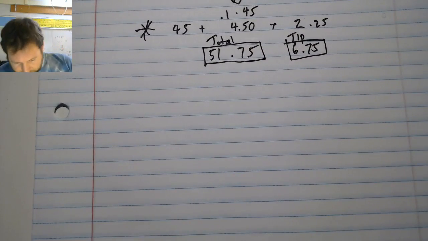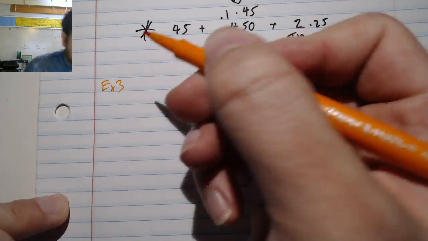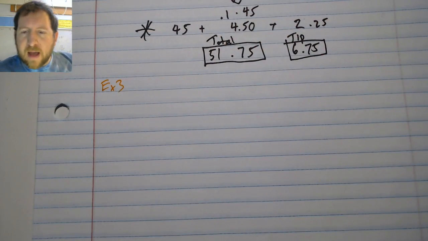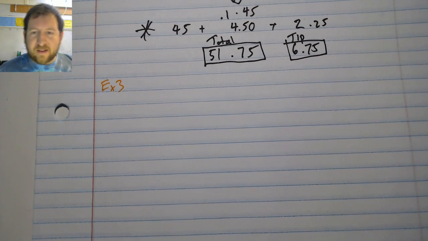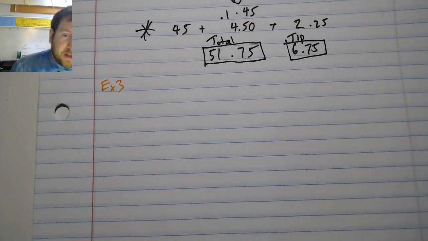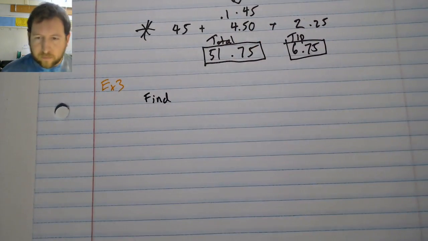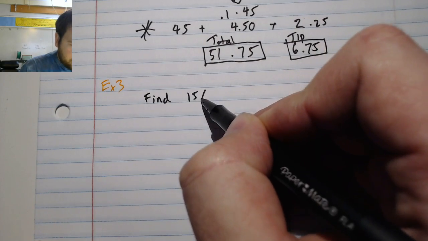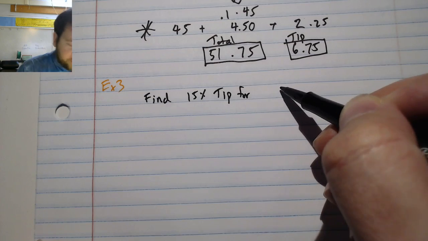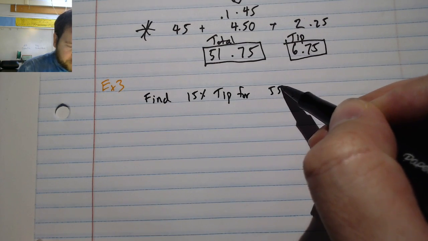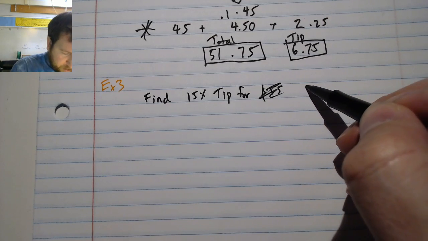Okay, let's take a look at example 3. This time we're going to look at another check, and we're going to do another set similar to how we did just now. We're going to find a 15% tip for a check of $55.